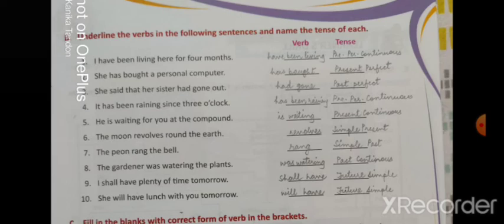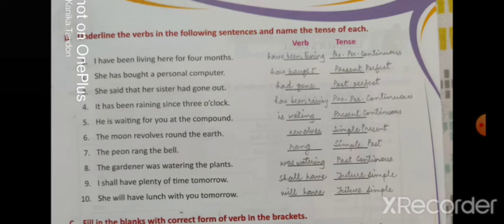He is waiting for you at the compound. Is waiting is the verb and present continuous is the tense. The moon revolves around the sun. Revolves is the verb and simple present is the tense. The peon rang the bell. So rang is the verb and simple past is the tense. The gardener was watering the plant. Was watering is the verb and past continuous is the tense.